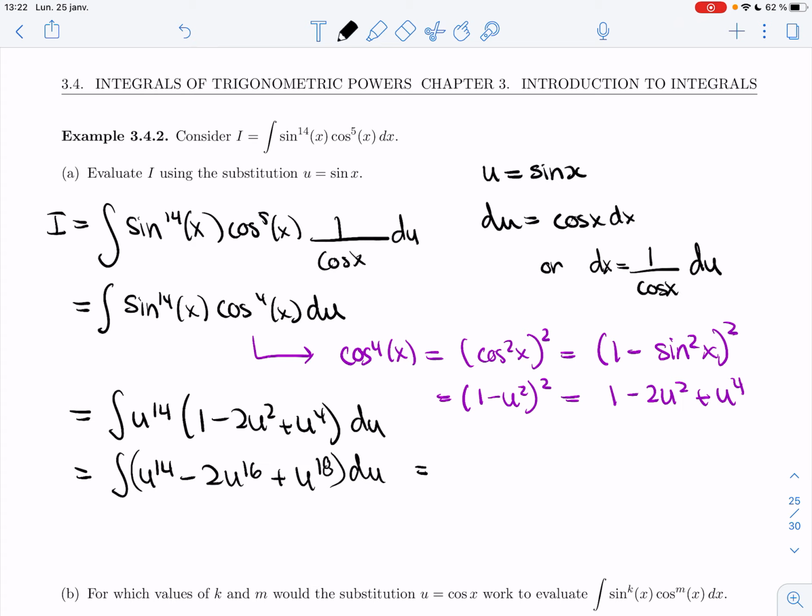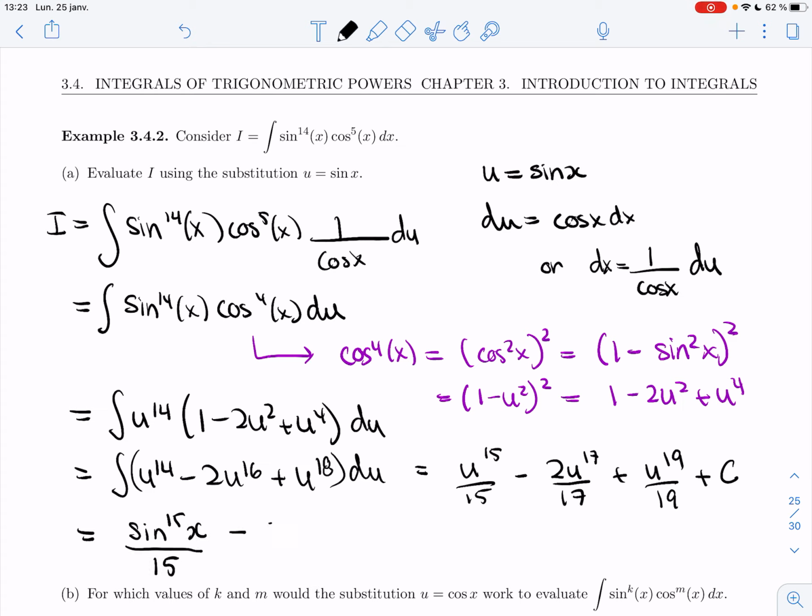And so I get u to the 15 over 15 minus 2u to the 17 over 17 plus u to the 19 over 19 plus c. And so I get sine to the 15 of x minus 2 sine to the 17 of x plus sine to the 19 of x over 19 plus c.